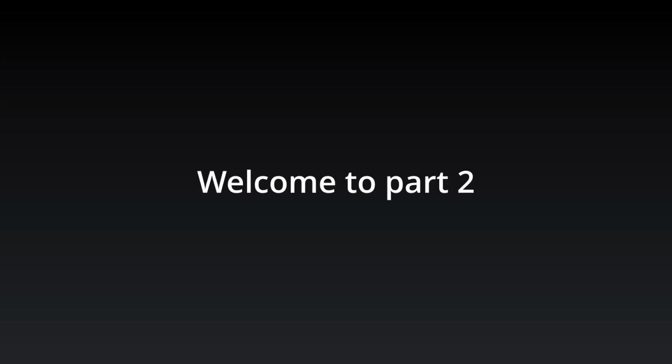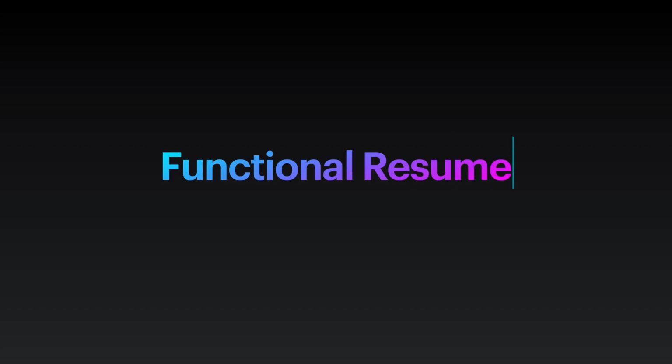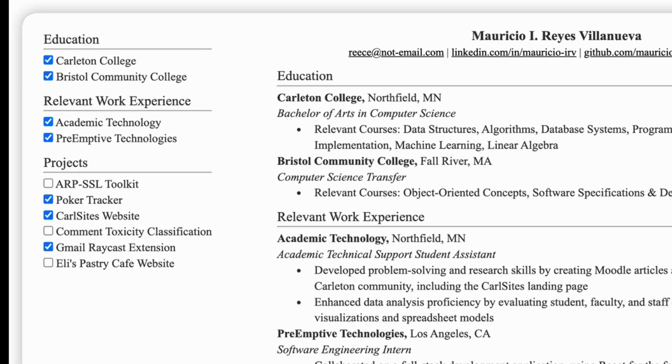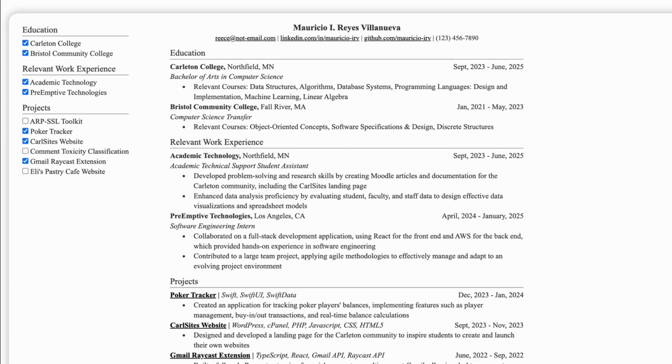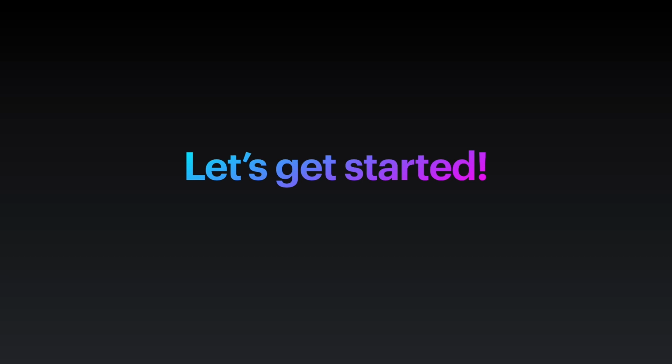Okay, welcome to part 2 of creating a very basic functional resume. For part 2, I added a table of contents on the left-hand side that allows me to toggle on and off the relevant projects or experiences I'd like to include in my resume, which could vary from one job application to another. From here, I could take it a step further and have different written iterations of each project and experience, but I think this is sufficient for now. Anyhow, let's get started and build it then, shall we?